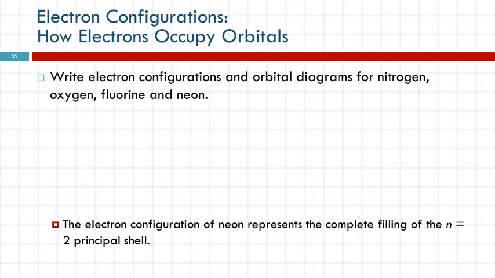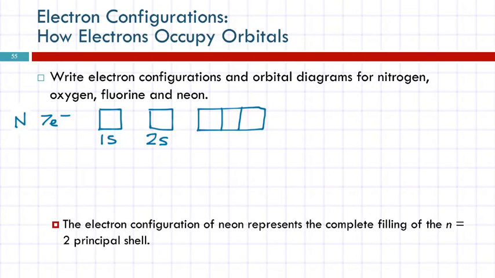Again, I prefer to do the orbital diagrams first. So nitrogen has 7 electrons. So on the first floor of the hotel, there's 1 room with 1 bed. On the second floor, there are 2 rooms. The S room has 1 bed. The P room has 3 beds. And so these boxes that represent the orbitals are like the beds in the hotel.